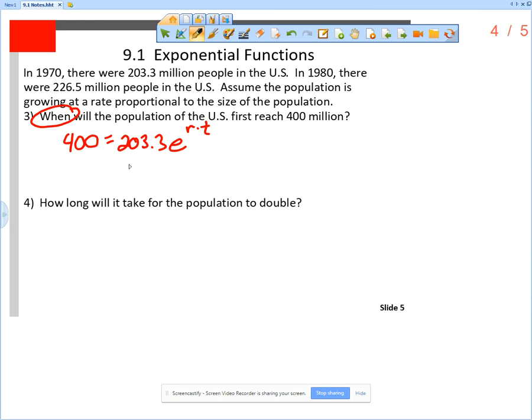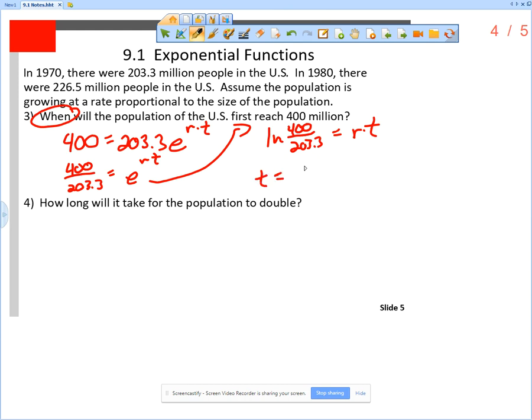All right, so once again, do the algebra. We divide by 203.3, so 400 divided by 203.3 equals e to the rt. Get rid of the e by taking the natural log. So the natural log of 400 divided by 203.3 equals r times t. And now remember, we're trying to solve for t, so we divide by r. Remember, r was that value that we got earlier. And then divided by r.